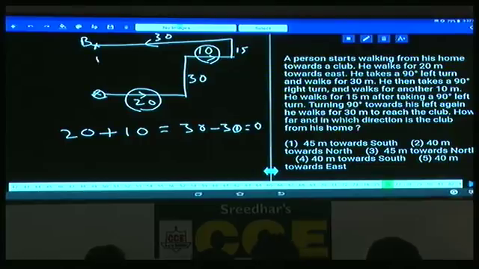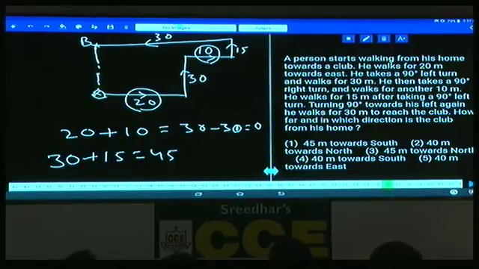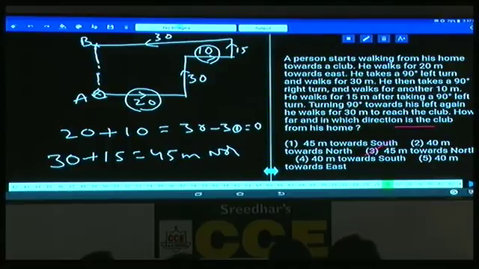Hence these two points are along the vertical line. Now what is the total vertical distance here? This is 30 and this is 15. Both point towards one direction, and 30 plus 15 is 45. Then how far and in which direction is the club from his house? B is in which direction from A? B is towards north. Hence 45 meters north, choice 3 is the answer, 76.